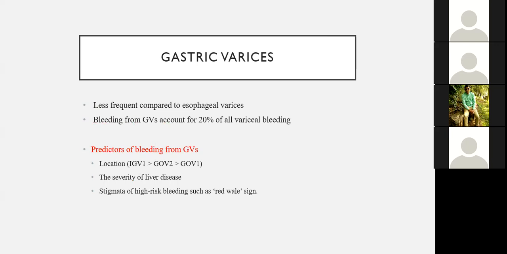Gastric varices are less frequent compared to esophageal varices, and account for 20% of all variceal bleeding. The predictors for bleeding from gastric varices include its location, the severity of the liver disease, and stigmata of high risk of bleeding such as the red color sign.